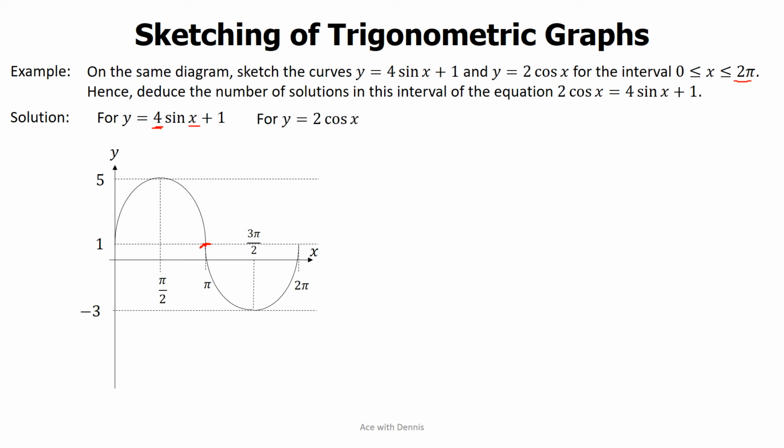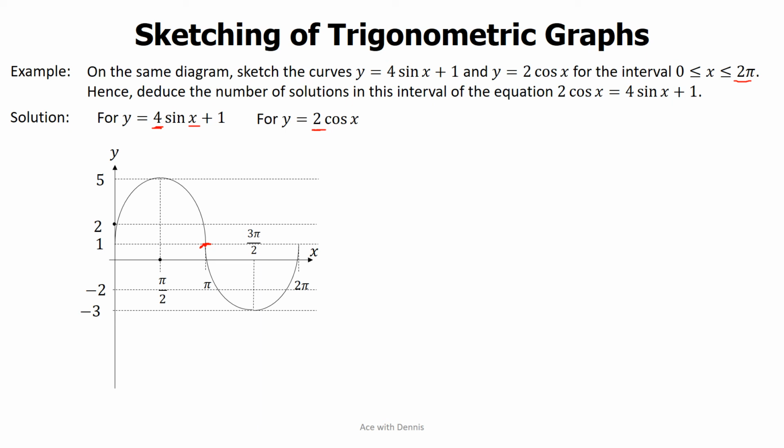Now we move on to sketch the graph of y equals 2 cosine x on the same graph. We need to label: the maximum is 2 because the amplitude a is 2. The minimum is negative 2. Now it is a cosine graph, so that means when the angle is 0, y is 2.